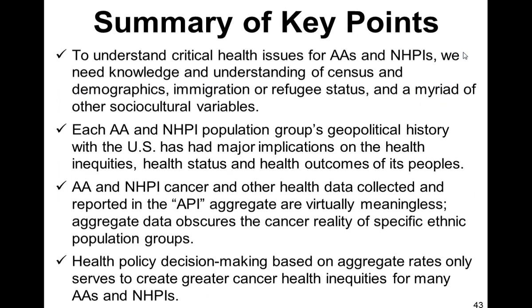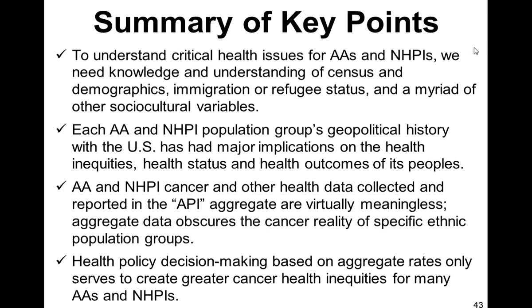So to summarize key points of this presentation, a lot of the issues we talked about today impact the health and the willingness of people to get timely health care. To understand critical health issues for API communities, we need knowledge and understanding of census, demographics, immigration, refugee status, and so many different sociocultural variables. We also need to recognize that each of these population groups' geopolitical history has had major implications on the health inequities, health status, and health outcomes of people.